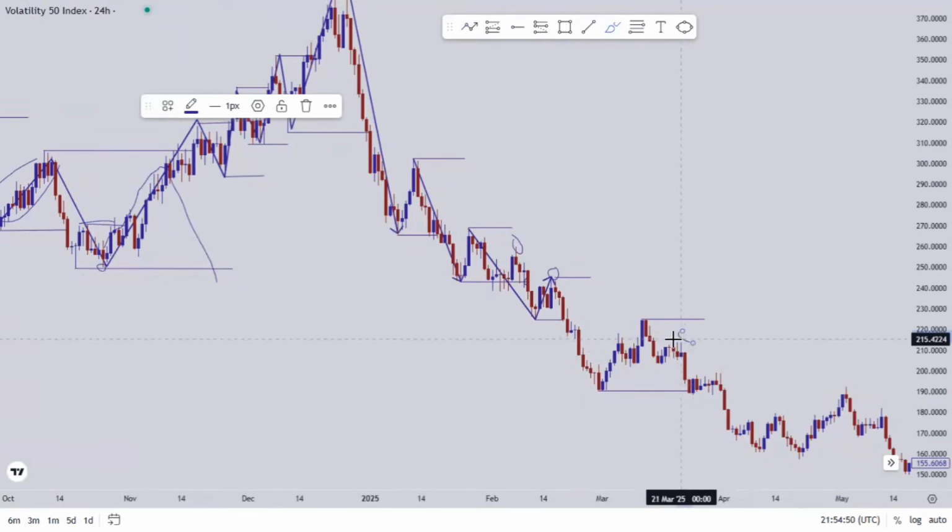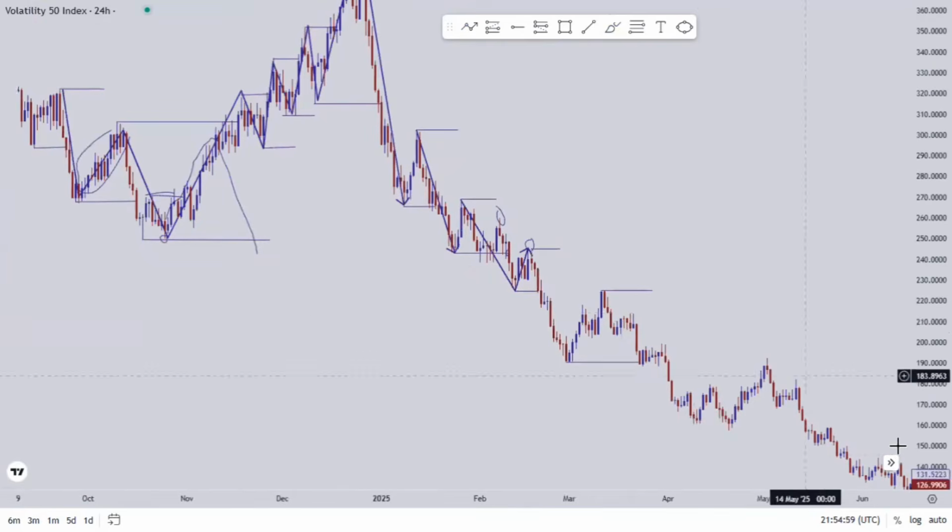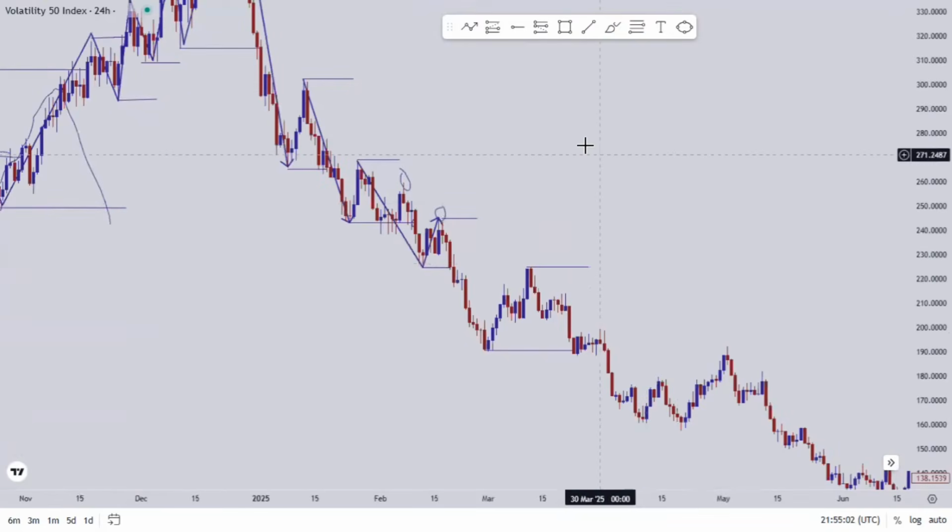No. This is not a valid higher low. This is simply an internal structure playing out here, right? So the market just pulled back and this is the continuation. And it continues like that. Look at this particular point here. Is this a valid higher low? If I may ask, is this a valid higher low?